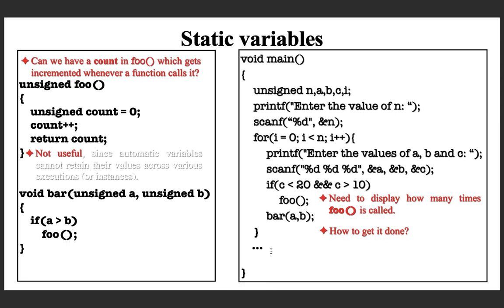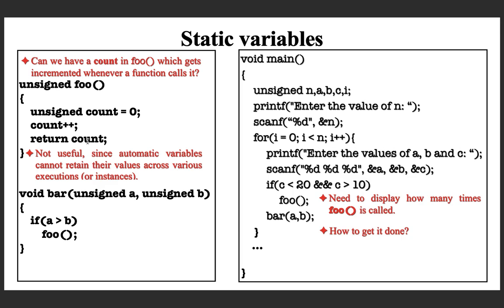Actually, it is not going to be useful. Why? Because count is being defined as a local or automatic variable within foo, and automatic variables cannot retain their values across various executions. Suppose you make a call to foo, then count will be initialized to 0 and incremented to 1, then 1 will be returned. Even the next time when foo is called from within the loop, all these things will happen. Count will again be initialized to 0, incremented to 1, and 1 is returned. So, every time 1 is returned.